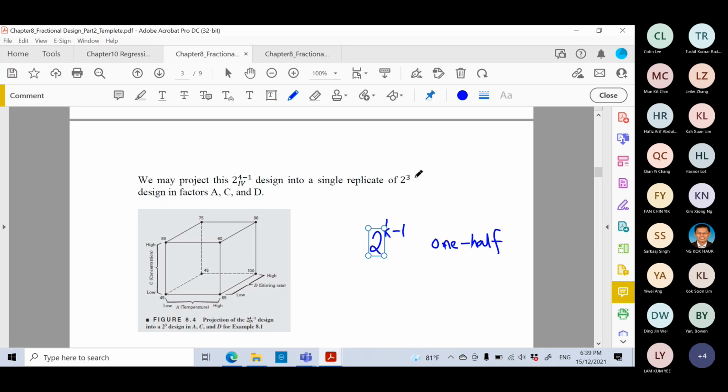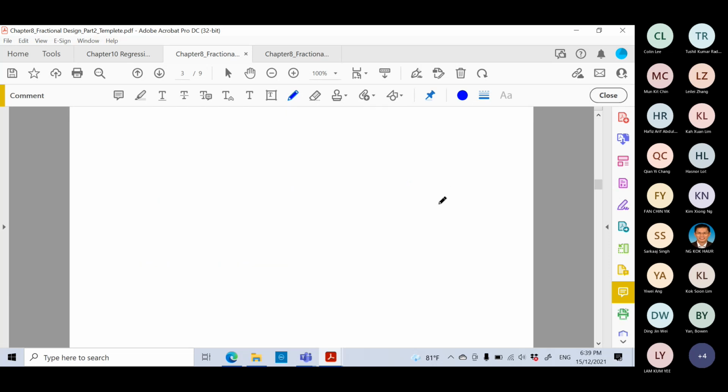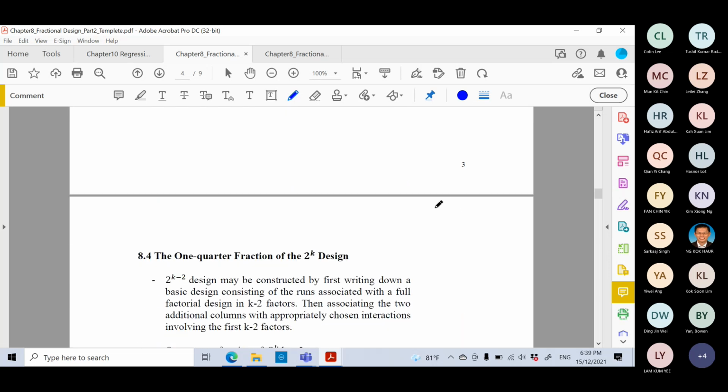So we can further reduce the number of treatment combinations we run. That one will go to a 1/4. We have a 1/4 fraction of the 2 power of k design. This one we will write as 2 power of k minus 2. So we only run a quarter of them.